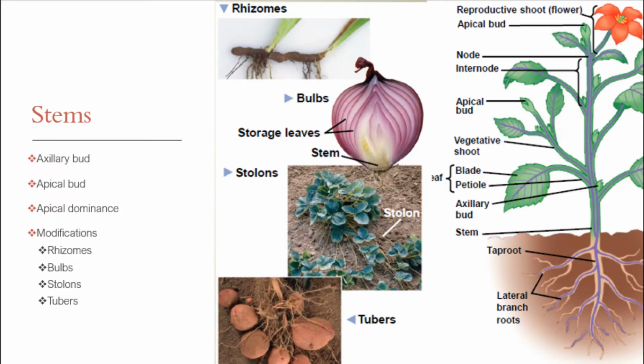Okay, now looking into stems. Stems consist of nodes and internodes, and so nodes are the points at which leaves are attached. So where you see a leaf come off of the main stem, we're going to call that a node. And the space in between two nodes is called an internode.